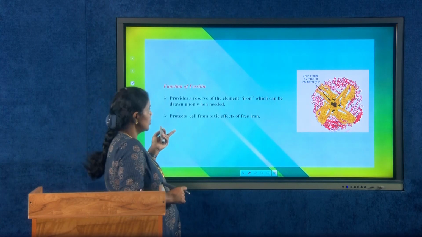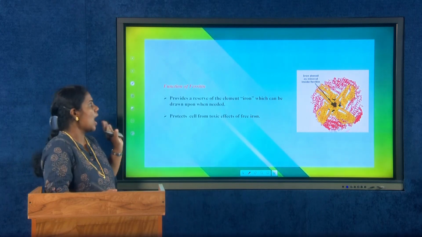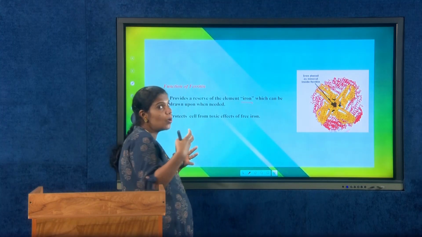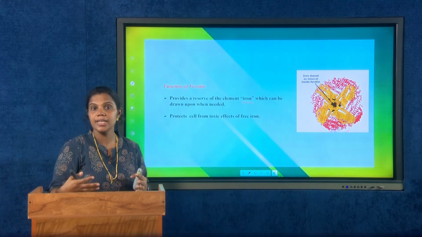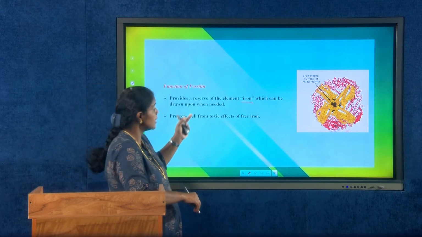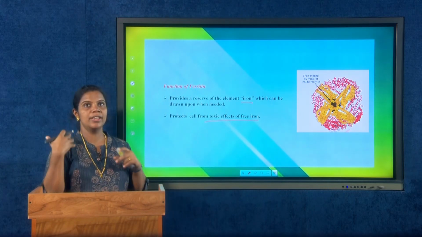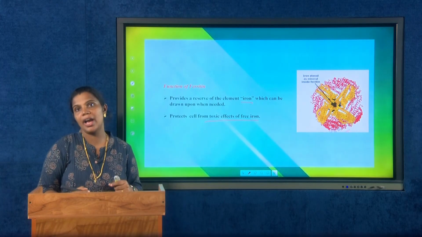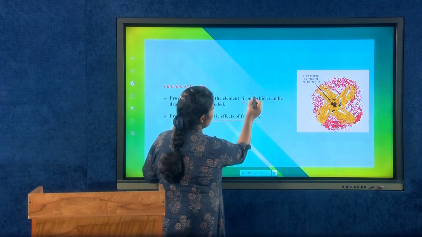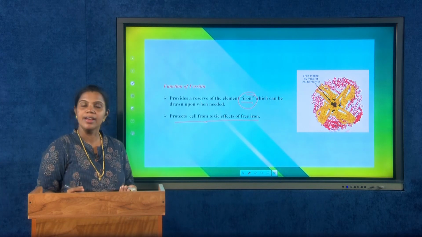Now let us see the function of ferritin. We have already seen that it is the storage of iron. It provides a reserve of iron which can be drawn when needed. It protects the cell from the toxic effects of free iron. That is an important use of ferritin, because the protein coat reduces the toxicity of iron and keeps the iron as a reserve, which is made available to the body when required.